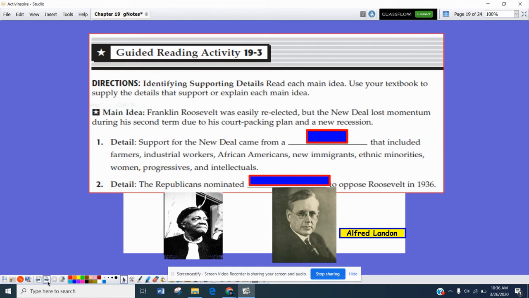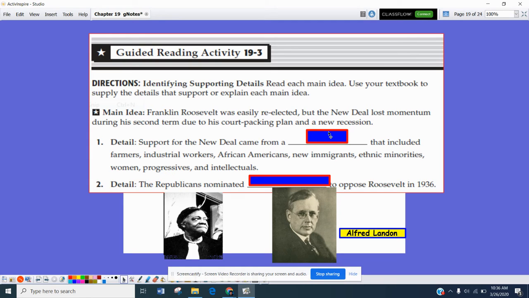So let's get started here. We have a main idea. Franklin Roosevelt was easily reelected in 1936, but the New Deal lost momentum during the second term due to his court-packing plan and a new recession.